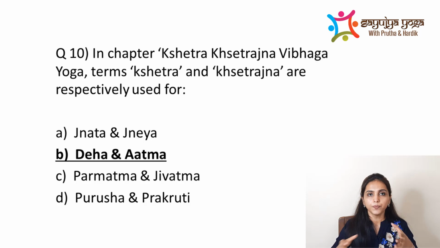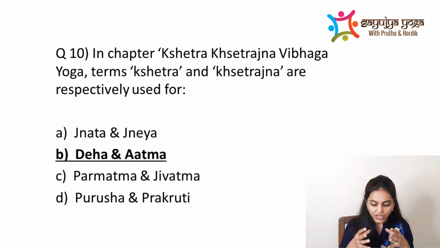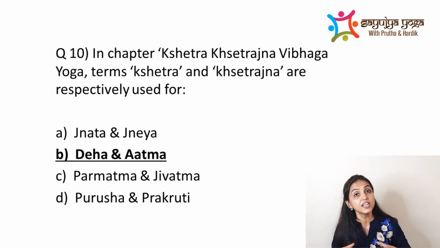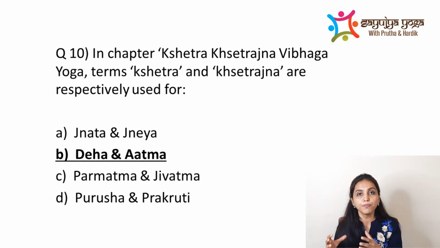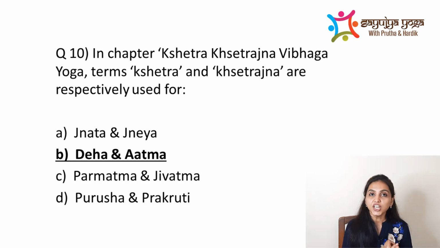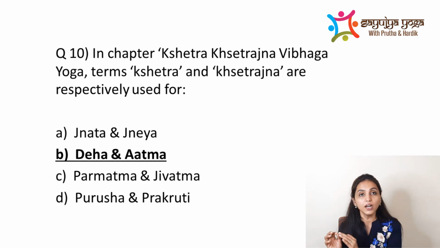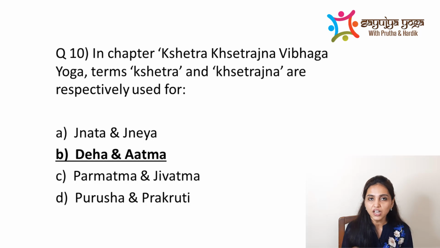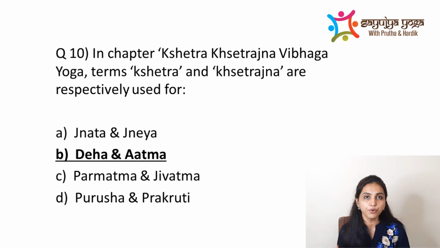So what is Kshetra? Kshetra is the field, okay. Kshetrajna is one who has the knowledge of the field, and Vibhaga is discrimination. So now here Kshetra is equal to Deha or the body, and the Kshetrajna refers to the Atma. Now friends, the discriminative knowledge between Prakriti and Purusha is very well elaborated in this chapter. So if there is a question, you should know that Kshetra means Deha and Kshetrajna means Atma.